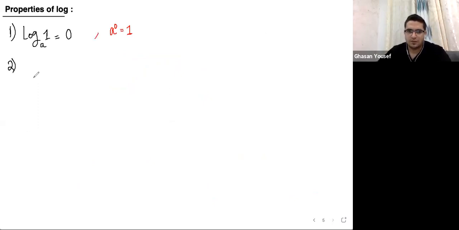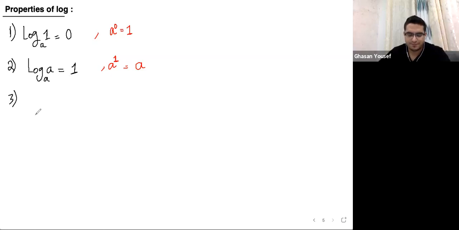Number 2, the property says logarithm a to the base a is always equal to 1. Always. Look, a to the power 1, anything to the power 1 is the same as itself, and this is equal to a. So this is correct. Logarithm a to the base a is always equal to 1.